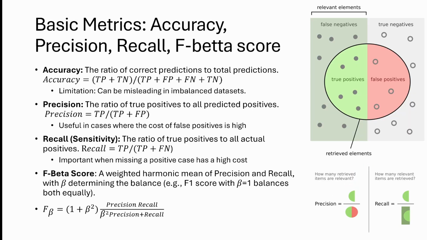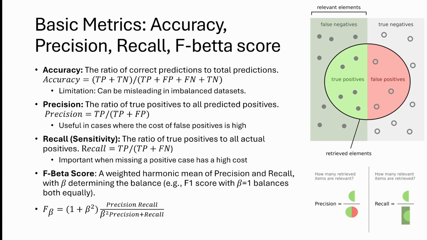There are more sophisticated metrics, or basic metrics, compared to the previous ones. So accuracy is the ratio of correct predictions to total predictions. This can be misleading on imbalanced datasets. Precision is the ratio of true positives to all predicted positives. It is useful in cases where the cost of a false positive is high. Recall, or sensitivity, is the ratio of true positives to all actual positives. It is important when missing a positive has a high cost.